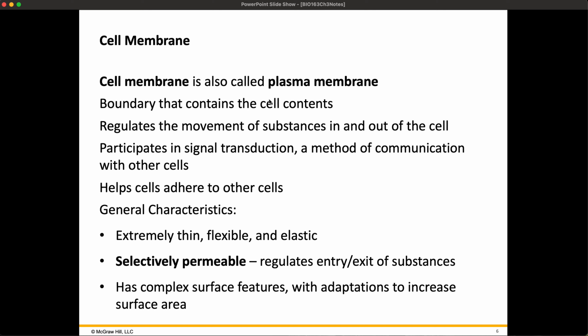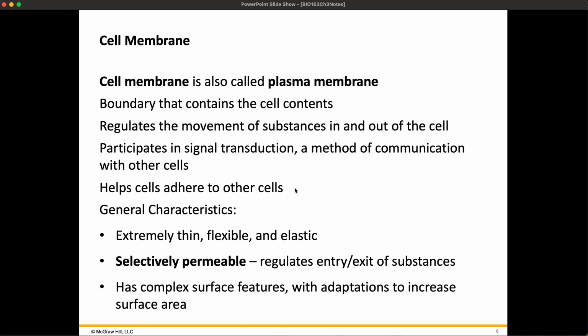Those are the same things. It is the semi-permeable boundary containing the cell contents. It regulates movement in and out of the cell. It aids in communication between other cells within the body, thinking about white blood cells maybe, or communicating to neighboring cells about different functions that need to happen.